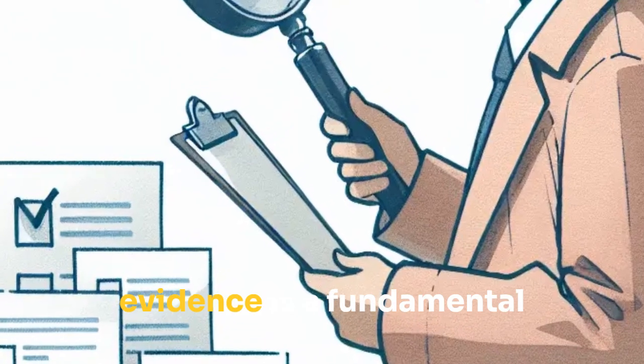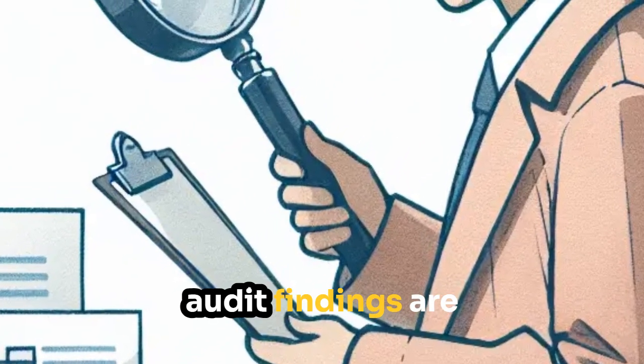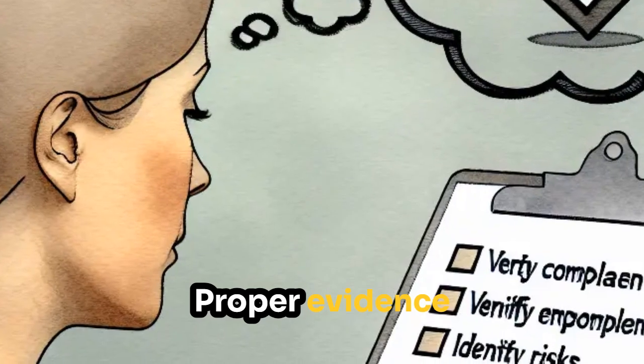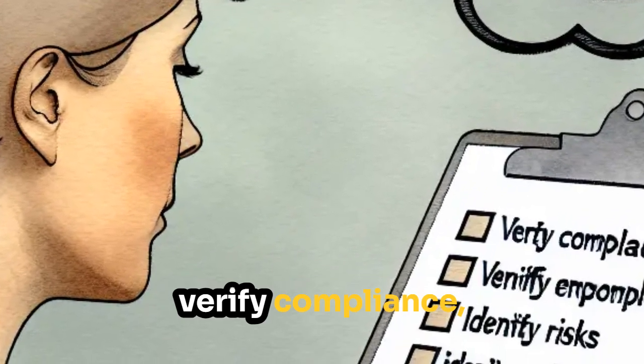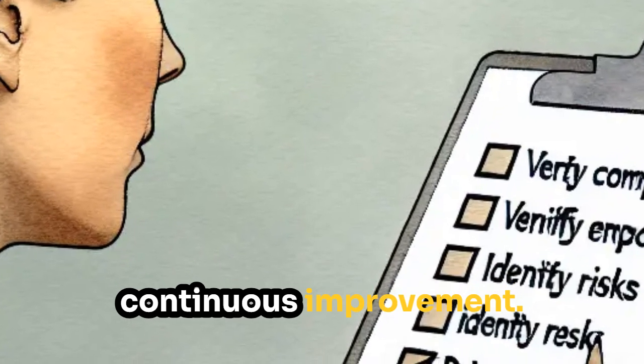Gathering objective evidence is a fundamental part of the audit process. It ensures that audit findings are based on facts, not assumptions or opinions. Proper evidence collection helps auditors verify compliance, identify risks, and drive continuous improvement.